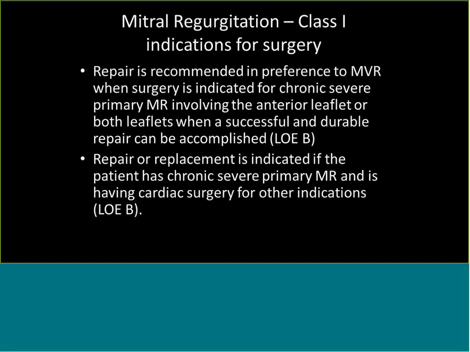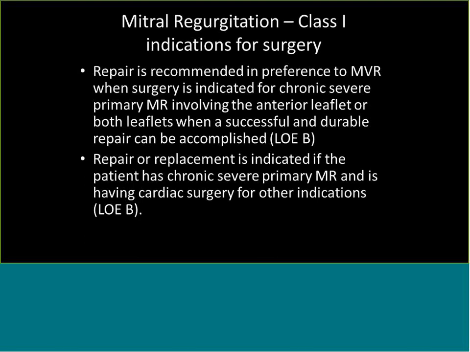If the MR involves the anterior leaflet or both leaflets, repair is reasonable when a successful and durable repair can be accomplished. So a lot of times you'll see mitral valve repair, possible replacement. Sometimes, although we get a good view on TEE, it's hard to appreciate exactly how bad those leaflets are and if they are able to be repaired. So the surgeon may attempt to repair, knowing that we can maintain that subvalvular apparatus.